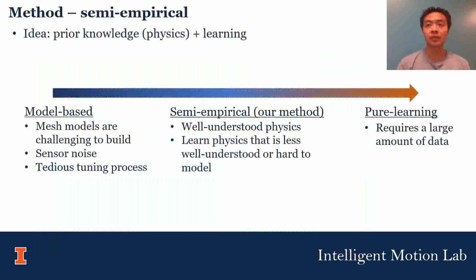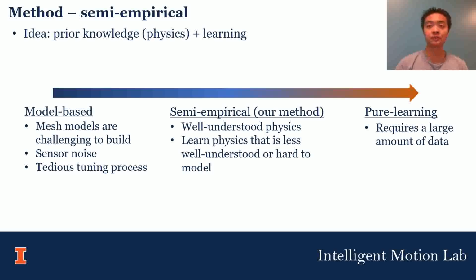Our method is a semi-empirical approach that integrates machine learning with physics. The general idea is to combine well-understood physics with learning that abstracts away physics that are not well understood or are difficult to compute or tune the parameters involved. Common modeling approaches such as the finite element method require an object's geometry and its material properties to be represented by a volumetric mesh model. Mesh models are challenging to build from noisy sensor data, and calibrating their material properties is also hard. On the other hand, pure data-driven models would need a large amount of training data, which is oftentimes prohibitive for robotics tasks.